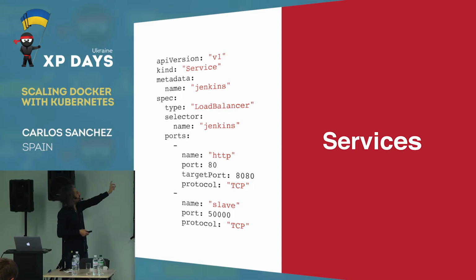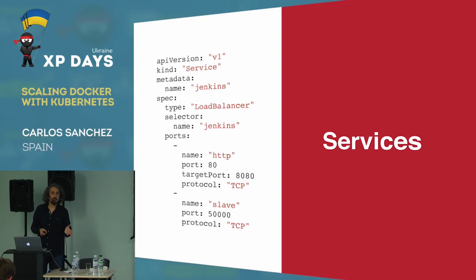And my service just matches any pod whose name is Jenkins. So this service is going to take anything you send through the load balancer or the service IP on port 80 and it ends up in one of the pods that matches the name Jenkins on port 8080. So that's basically what services do, finding the way from the outside to the specific containers.